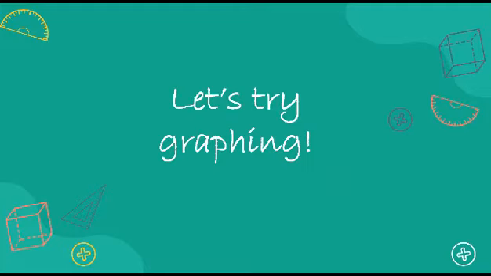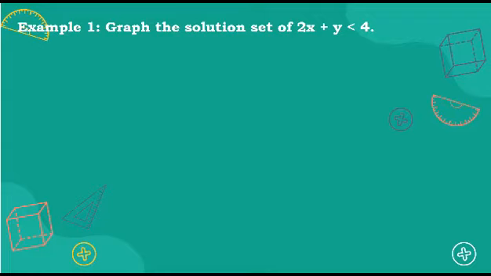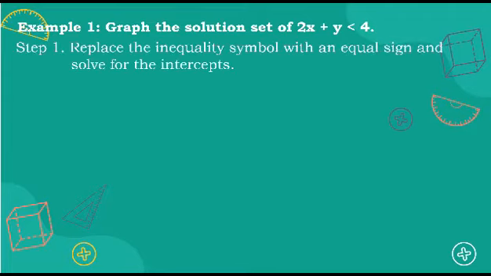Let's try graphing. For example 1, graph the solution set of 2x plus y is less than 4. For step 1, replace the inequality symbol with an equal sign and solve for the intercepts. The given inequality is 2x plus y is less than 4. It will become 2x plus y equals 4. Then, solve for the x and y intercepts.